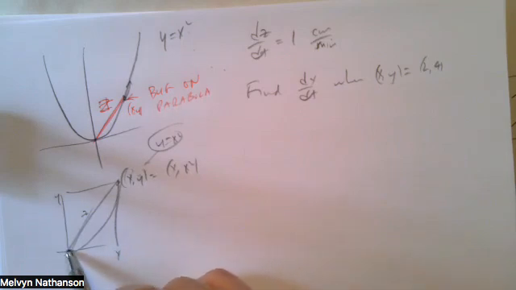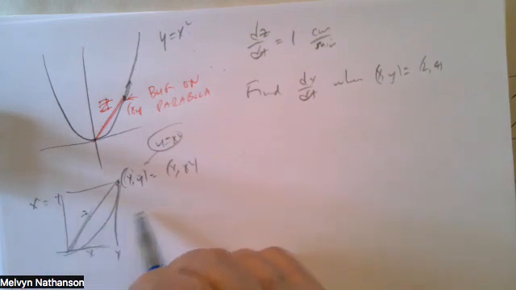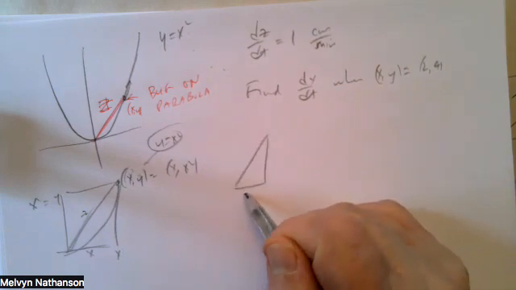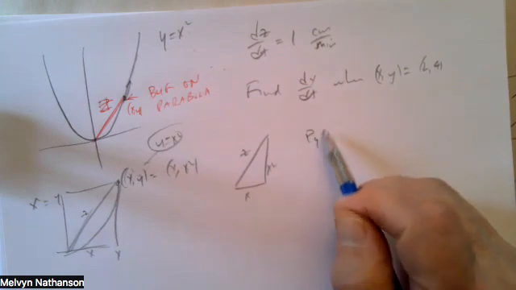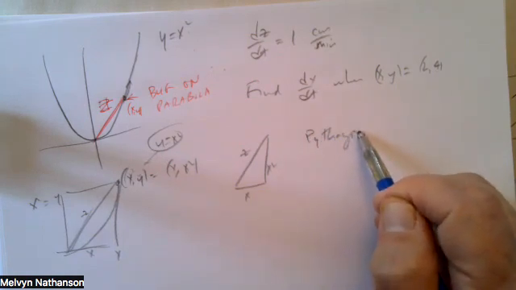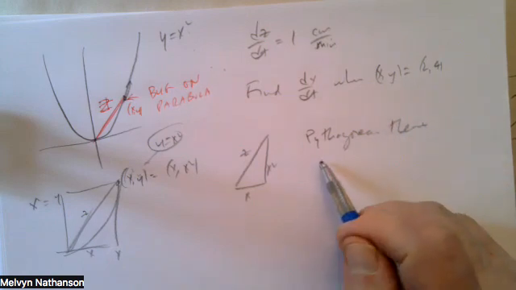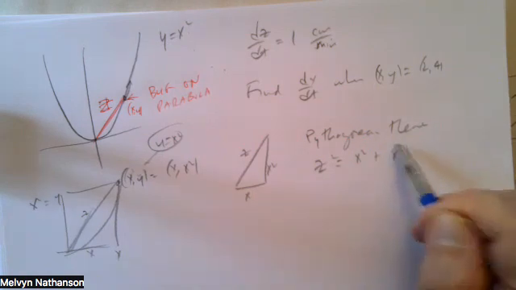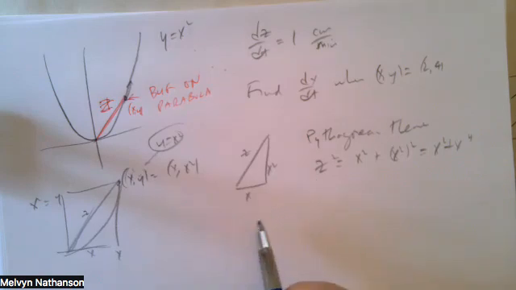So we have a right triangle. This distance is x. The height is x squared. What is z? Let me just draw this picture again. This is x squared, this is z. By the Pythagorean theorem, z squared is x squared plus x squared squared, or x squared plus x to the 4th.